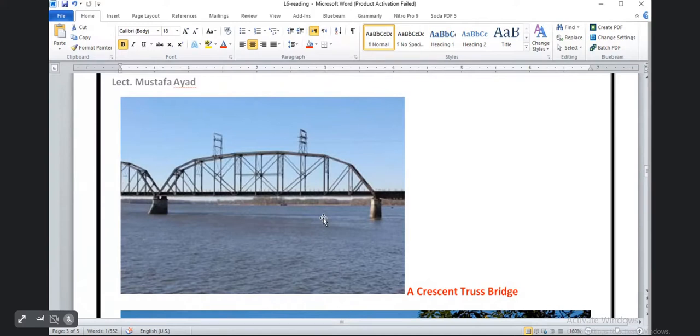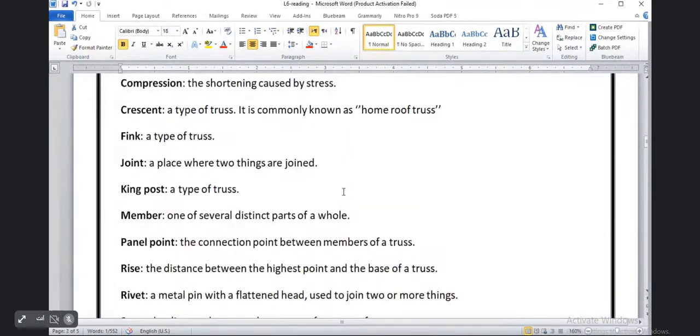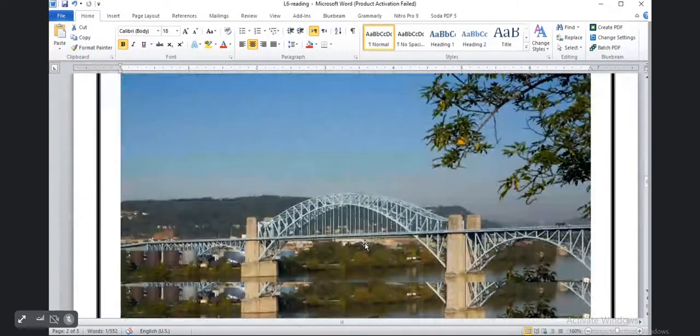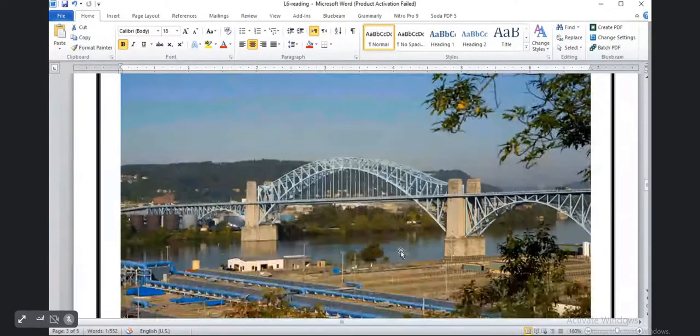So it's a crescent truss bridge, a crescent truss type. This is just like as-Sarrafiyya bridge. Okay, students? So it's a crescent truss. Crescent means hilal. Have you heard of the Red Crescent organization? The red crescent is this crescent. Another crescent one, this one. You see this picture, students? Yes. This is another crescent truss bridge, with a curved crescent truss shape. We don't have such a one in Iraq.